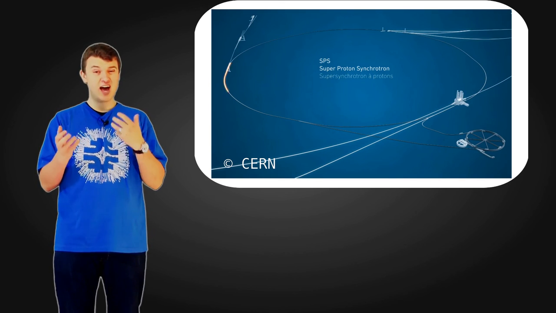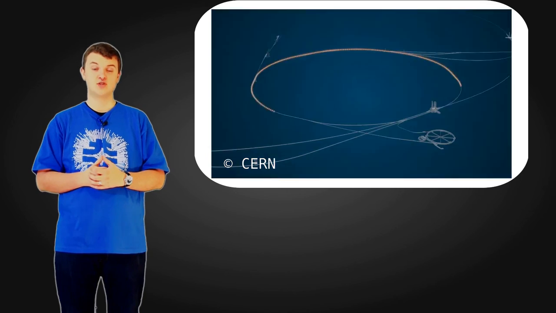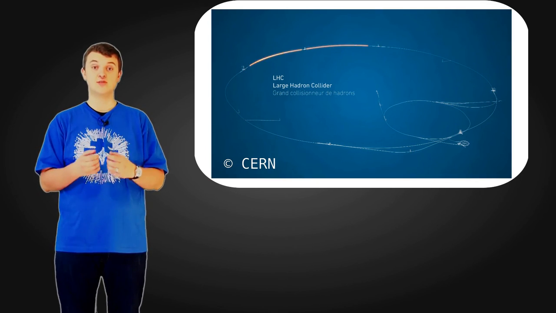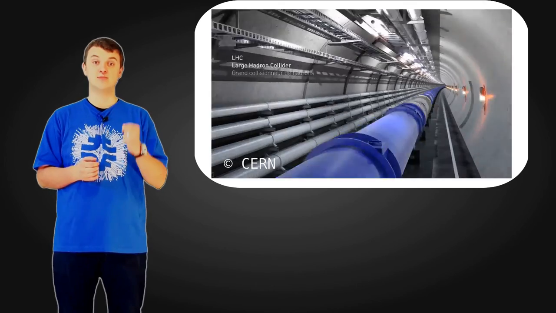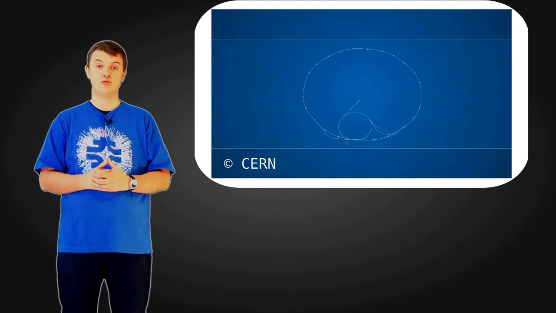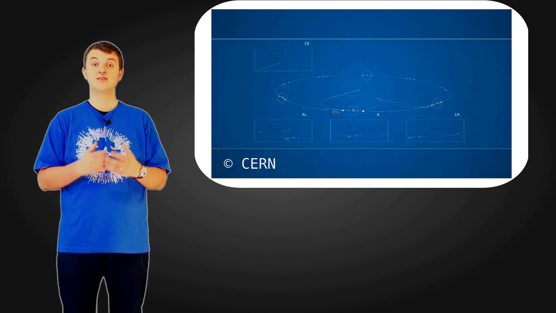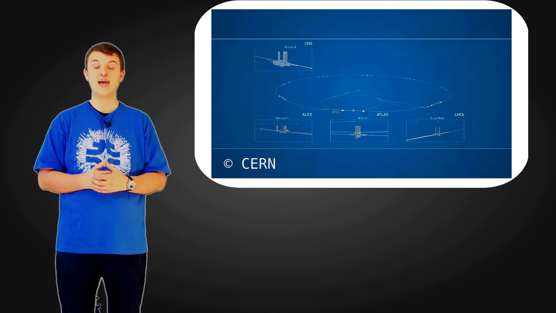You can think of this kind of like the gears in a manual transmission car. Each of these synchrotrons is designed to take particles at a lower energy and accelerate them to higher speeds. Once in the LHC, it takes about 20 minutes to ramp up the energy to a maximum, and then the beams are forced to collide at four points around the ring, each with its own experiment. There's ATLAS, CMS, LHCb, and ALICE.